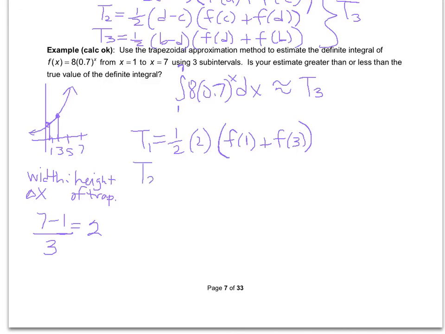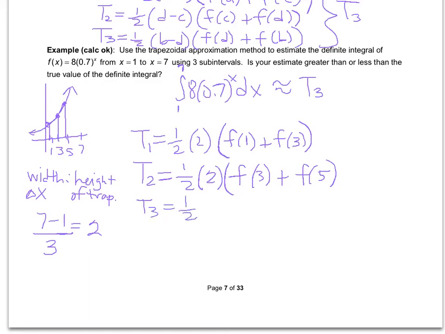And you're going to do T2 using the interval from 3 to 5. So if you start at 3 and you go up, you've already drawn that one, but at 5, that would be the trapezoid there. 1/2, the height of the trapezoid is still 2. And this time our base 1 is going to be f of 3. Our base 2 is f of 5. And then you would do this same thing for your third trapezoid. 1/2, the height of the trapezoid.